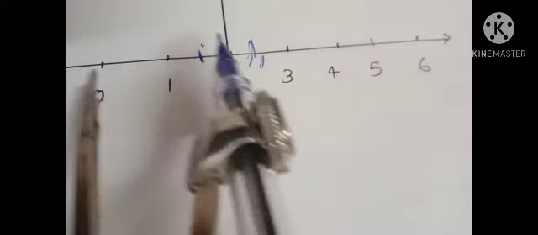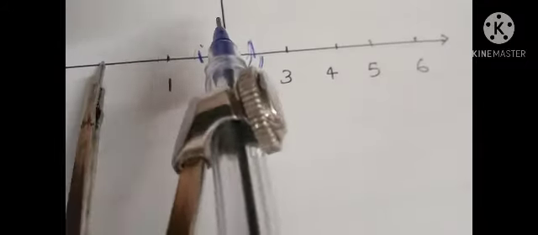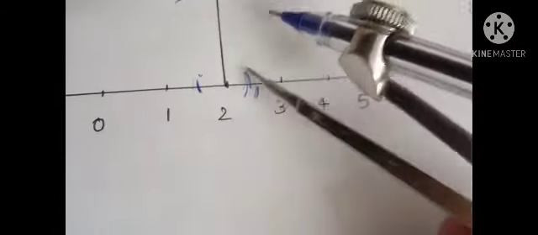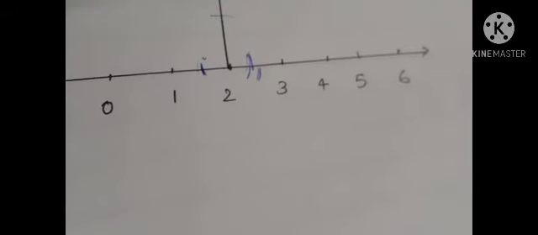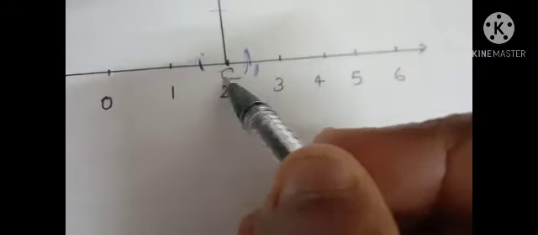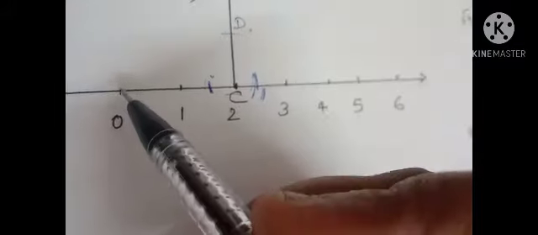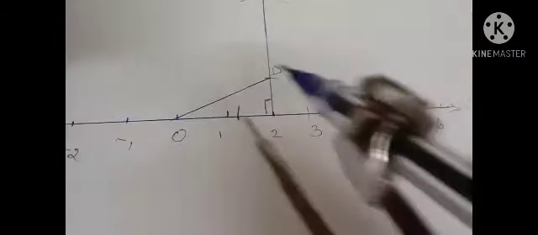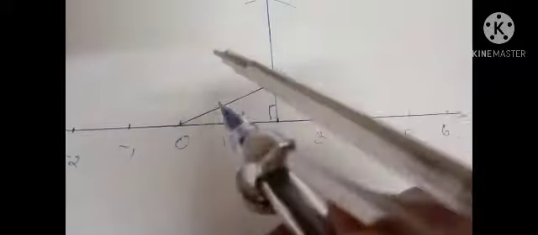Take the distance between 0 and 1. This is the unit distance, right? Then from 2 we have to draw an arc to this perpendicular line. Now we have to join the 0 to this intersecting point. Here we can name this C and this D. Now we have to join this O to D. This length OD is root 5.